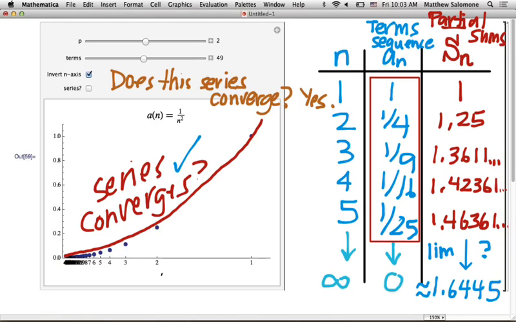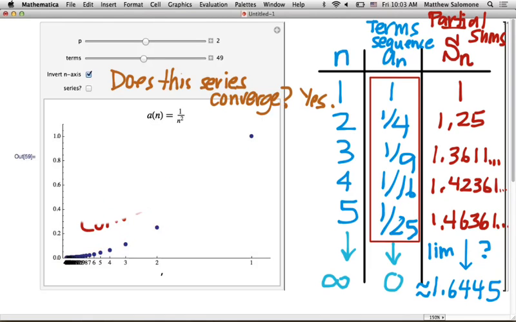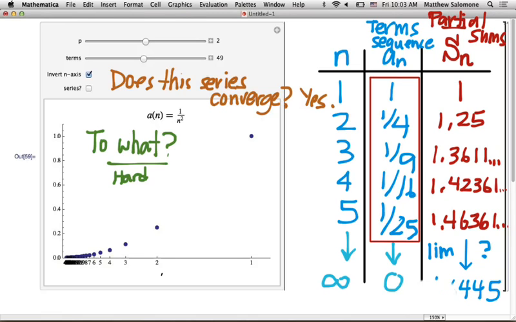But the backup question to that is the one we're not going to always be able to answer. The backup question is, if the series converges, what does it converge to? And that's a hard question. Because we can come up with an approximation, 1.6445, but finding an exact value, I don't know. Sometimes we can do it, sometimes we can't. And it might surprise you to know that for this particular series, that exact value is pi squared over 6.